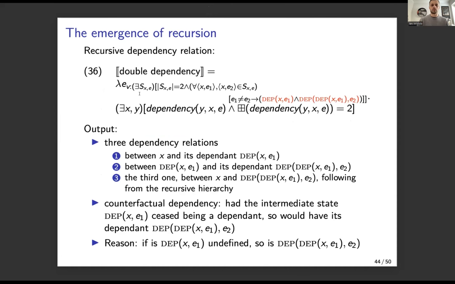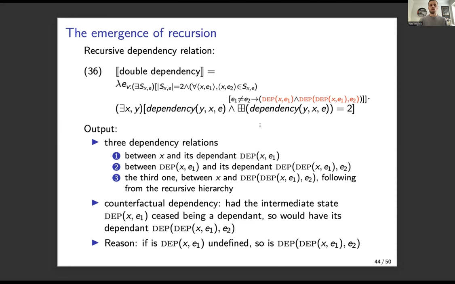So let's see how this works. The computation is one and the same as in the case of taxation. So we get a function from event to truth value saying that there are two individuals for which the dependency holds, and there are two essential parts of this dependency. But then the restriction goes here, that there is a doubleton set. For each element of this set, one is a dependent of X in E1, and another is a dependent of the dependent of X in E1 in E2, right? So here comes the recursive step. No unbound variables, and the computation is safe.